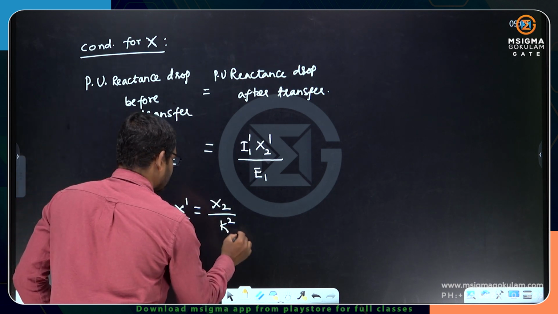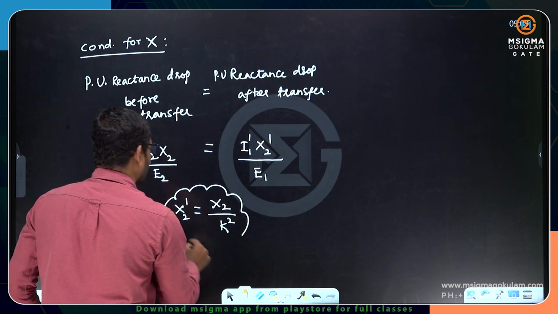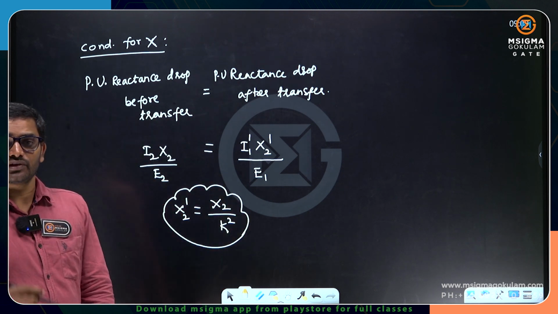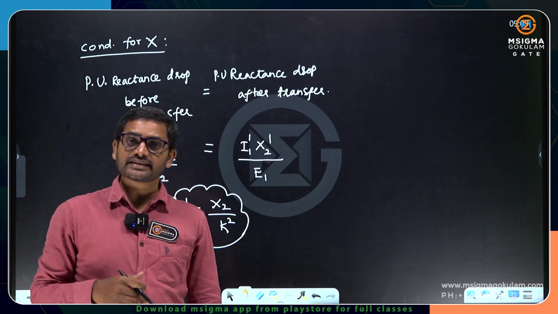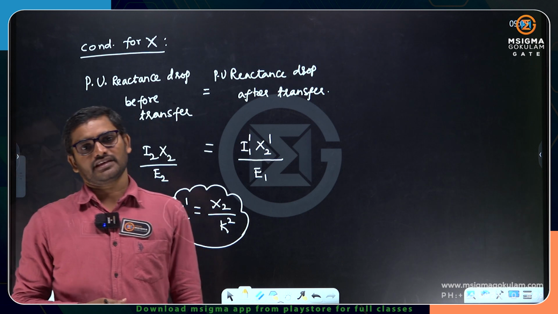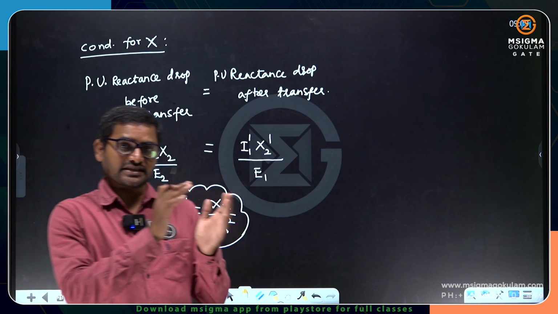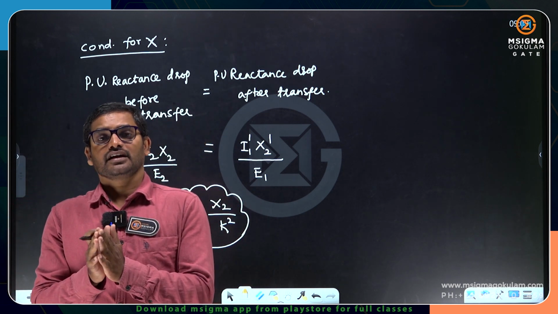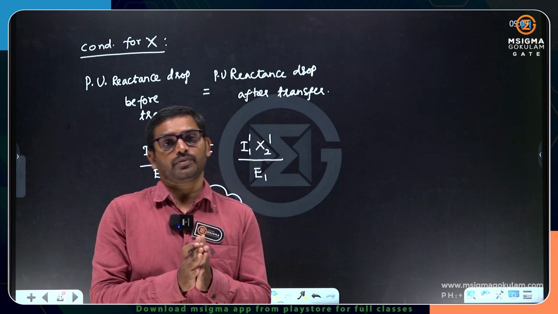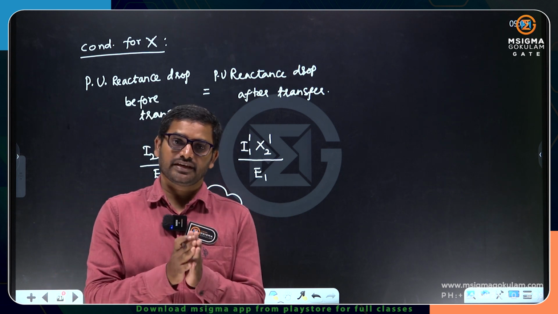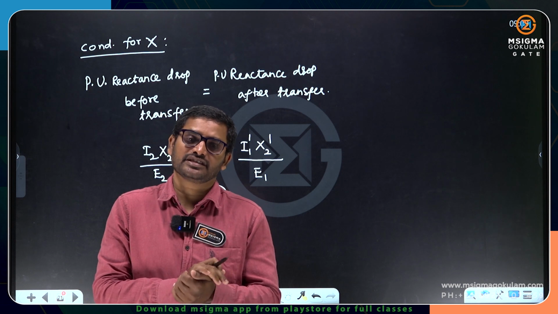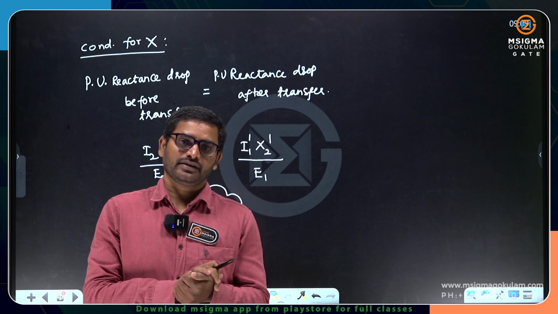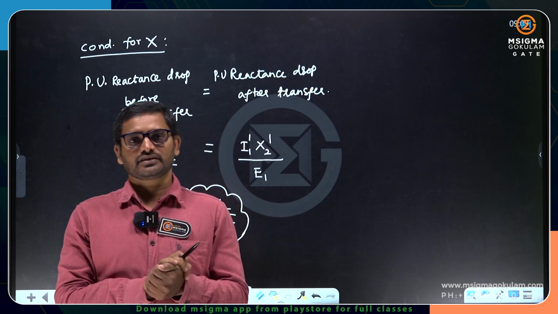Same as resistance. For resistance we have got R2 dash is equal to R2 by K square, and now reactance X2 dash is equal to X2 by K square. So the condition to transfer the resistance is that copper losses before transfer and copper losses after transfer should be the same. There should not be any change in losses just because of transferring. Reactance drop also should not change.